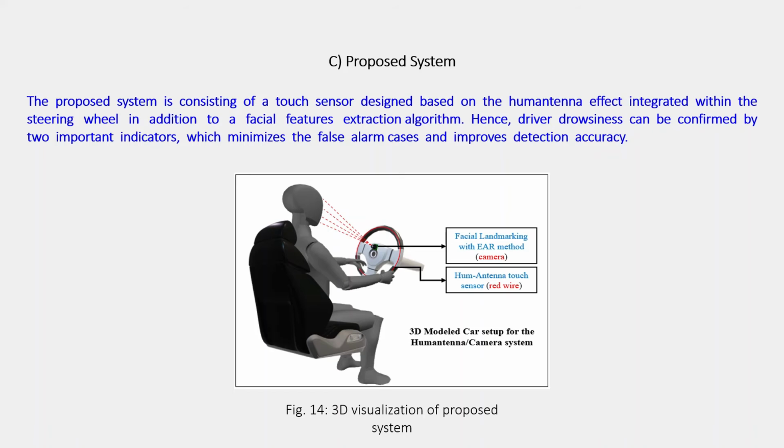The final subsection showcases the preliminary visualization and proposed system. The system should consist of the Humantenna touch sensor technique integrated into the steering wheel, in addition to the camera connected to the facial feature extraction algorithm, which would help us avoid false positive alarm cases.